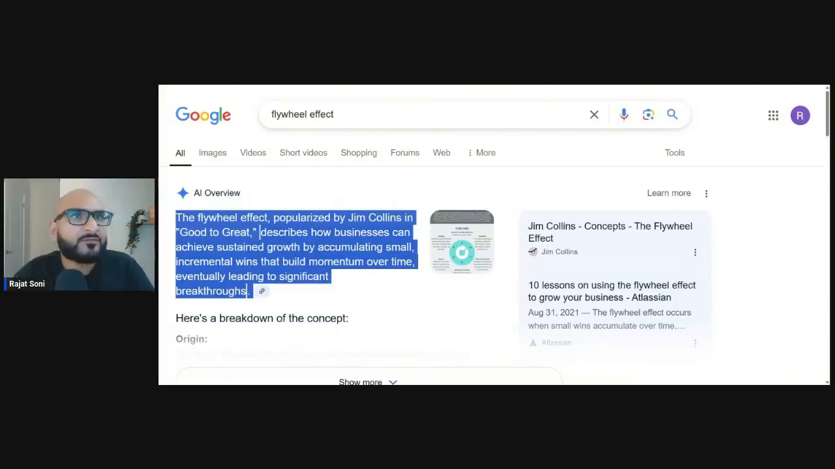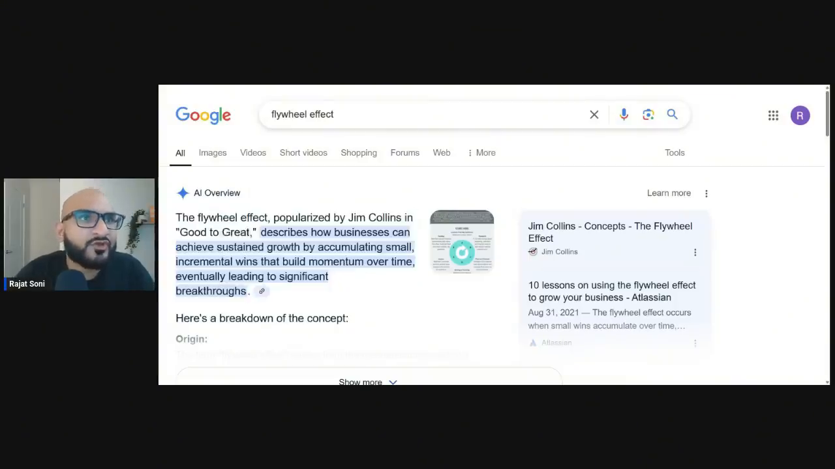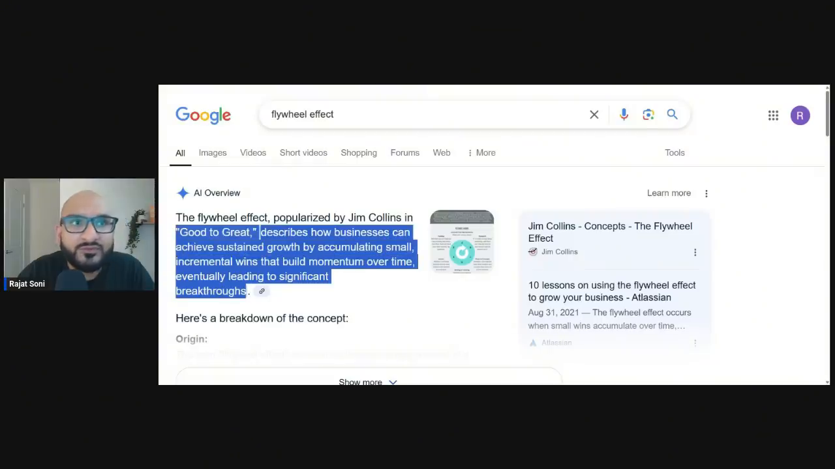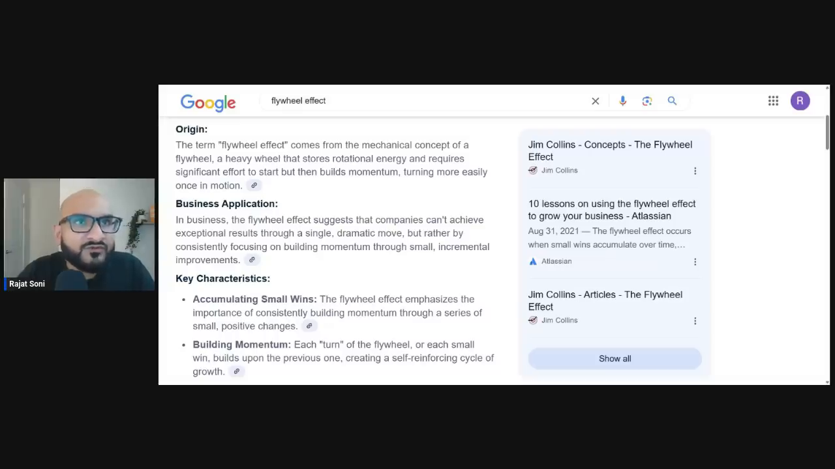So, the flywheel effect, popularized by Jim Collins in Good to Great, describes how businesses can achieve sustained growth by accumulating small incremental wins that build momentum over time, eventually leading to significant breakthroughs. The term flywheel effect comes from the mechanical concept of a flywheel, a heavy wheel that stores rotational energy and requires significant effort to start, but then builds momentum, turning more easily once in motion.